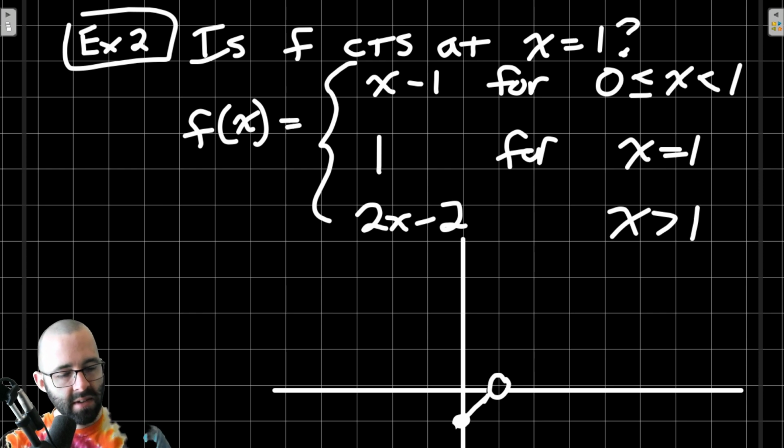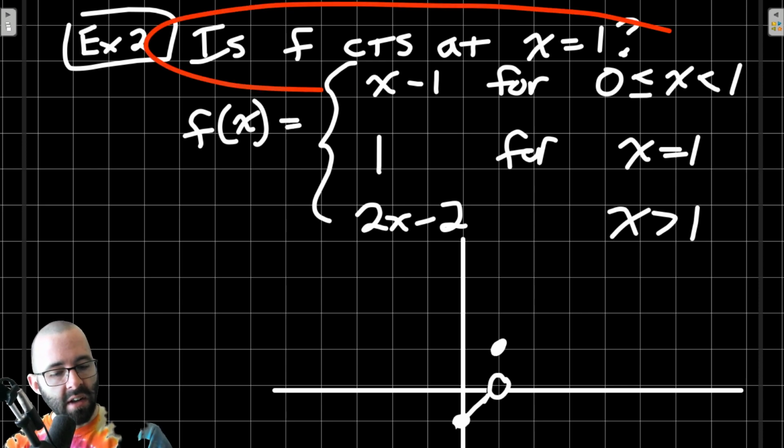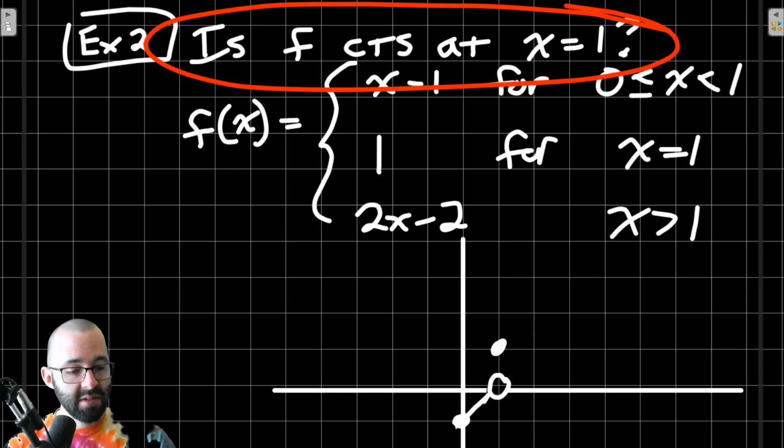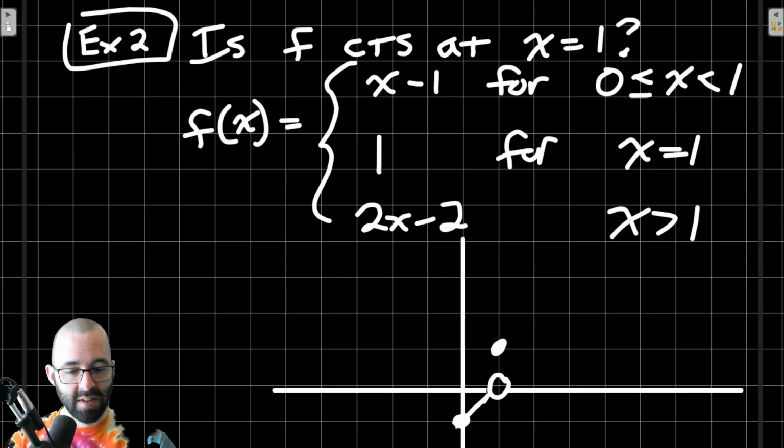Next piece. When x is equal to 1, y is equal to 1. That's just a point. I don't even need to finish graphing this, but you already know the answer. Is this function continuous? No, that's a hole. That's a jump. Danger, this is no good. Let's keep going just for practice.